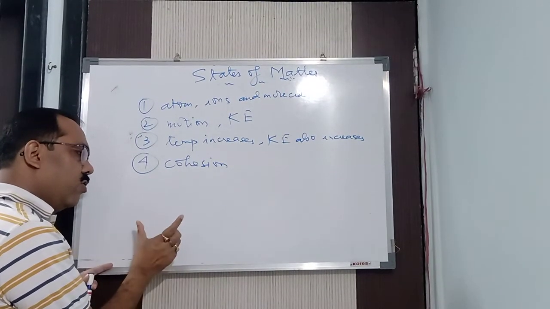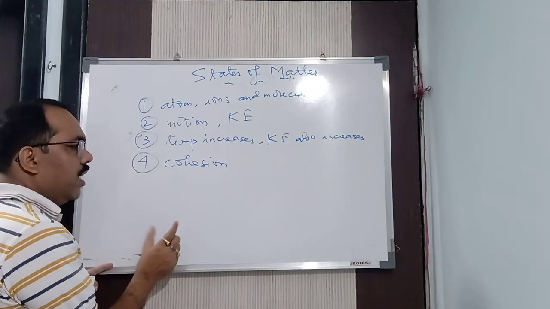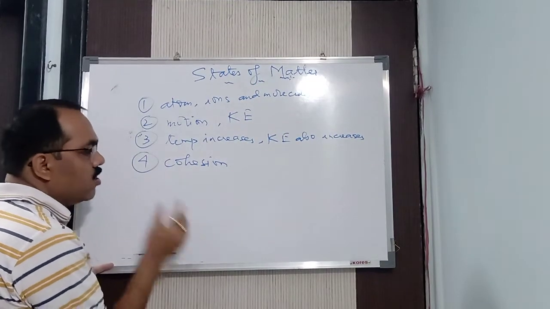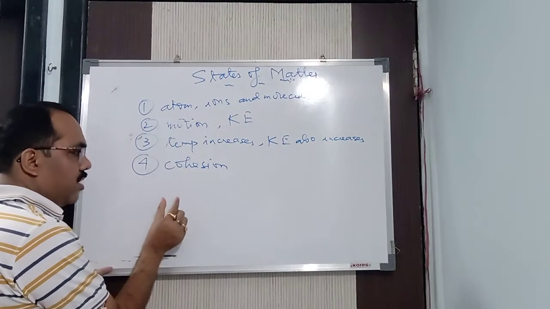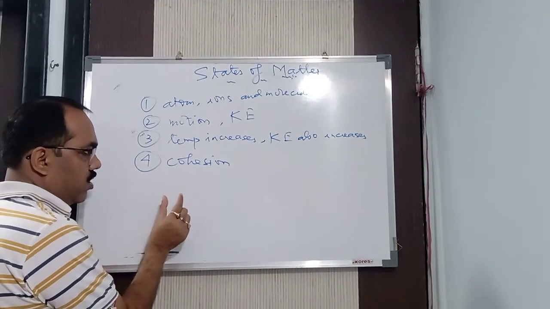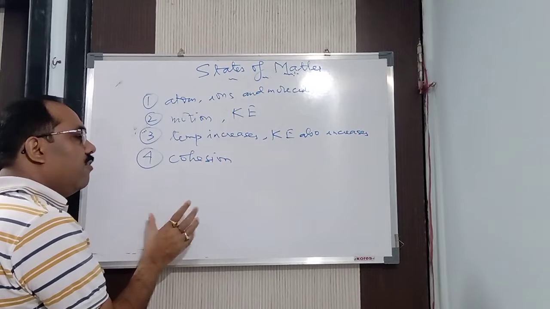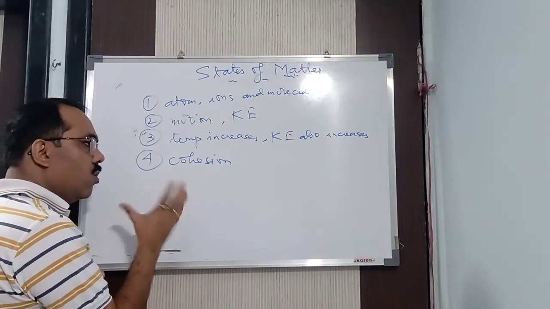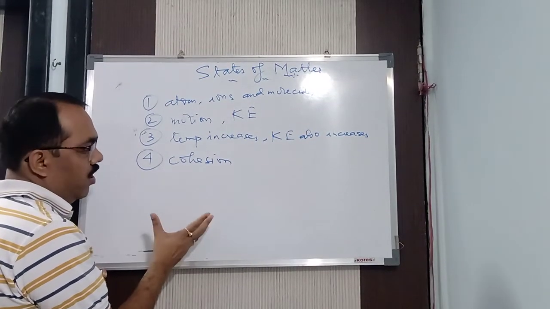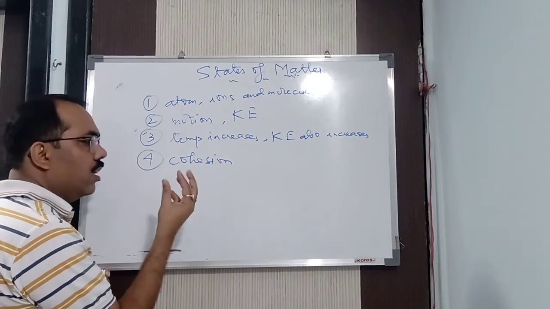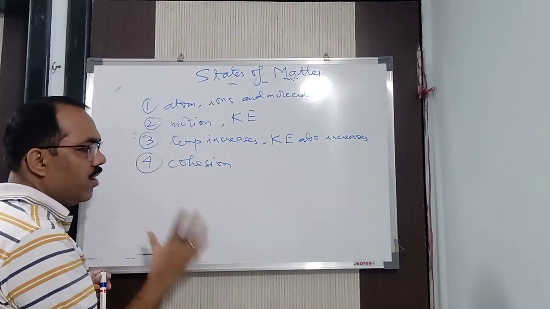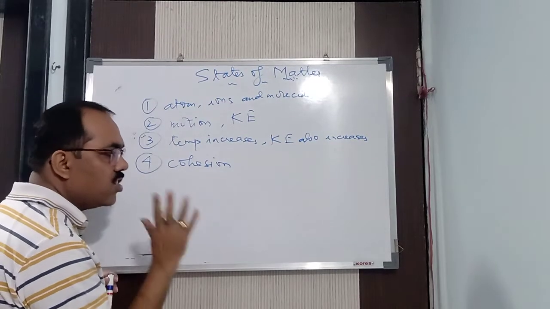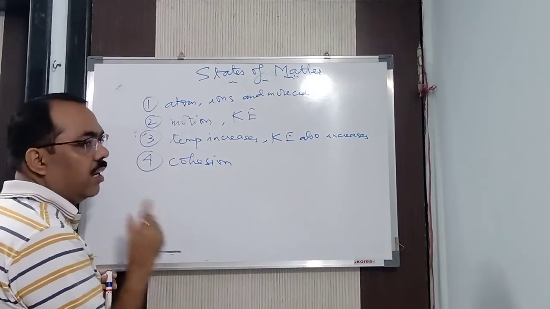In solid, the intermolecular force of attraction is maximum, and in case of gas it is negligible. So in case of liquid, there is some intermolecular force of attraction, but it is not large enough to hold the liquid molecules in their positions. For that reason, liquids do not have a definite shape. They take the shape of the container.